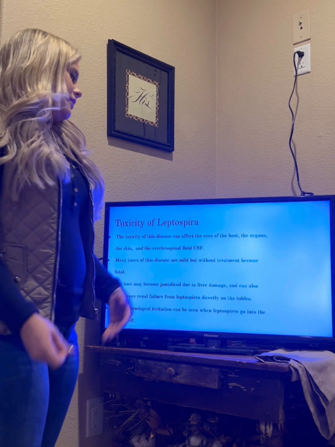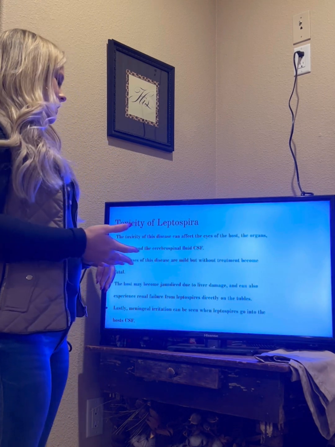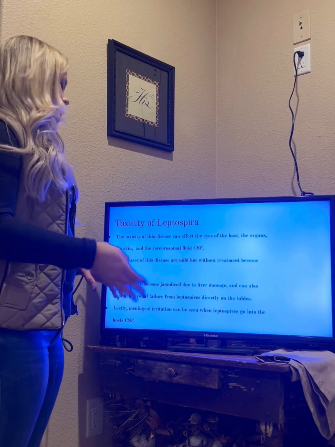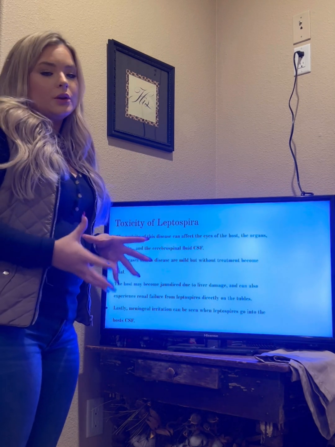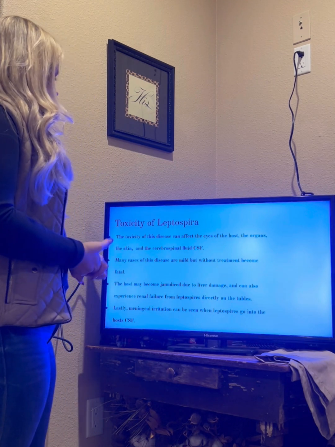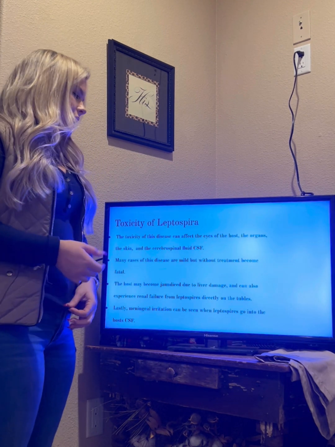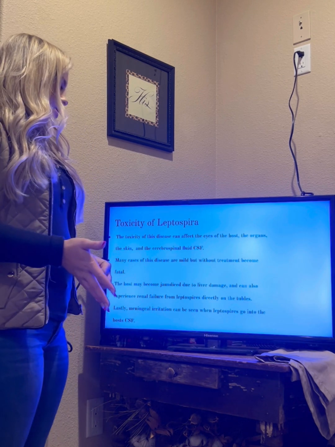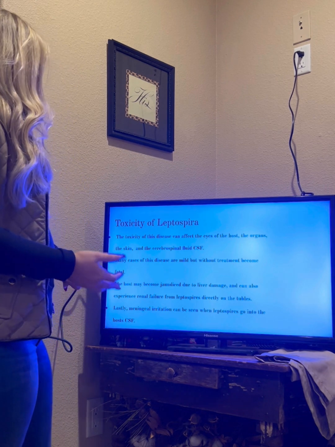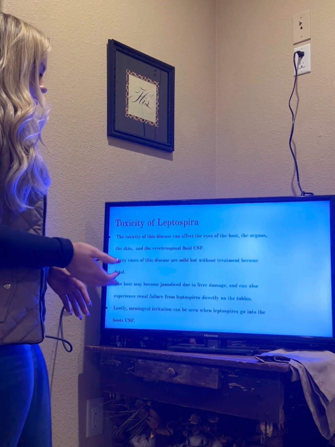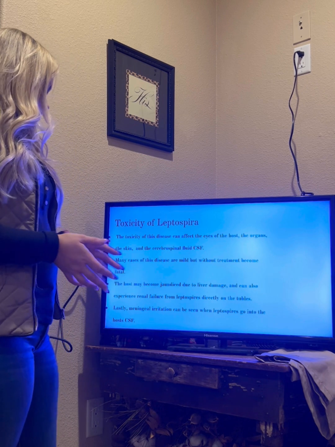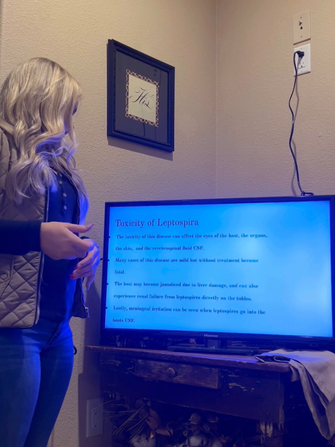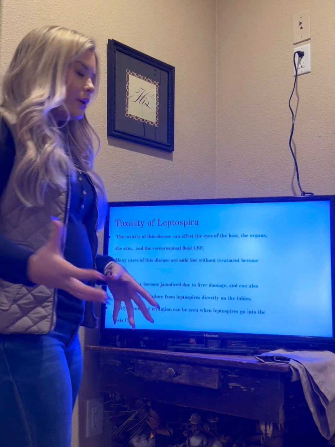The toxicity of Leptospira. The toxicity of this disease can affect the eyes, the organs, the skin, and the cerebrospinal fluid. Many cases of this disease are mild, but without treatment become fatal. The host may become jaundiced due to liver damage and can also experience renal failure from leptospires acting directly on the tubules. Lastly, meningeal irritation can be seen when leptospires go into the host's cerebrospinal fluid.